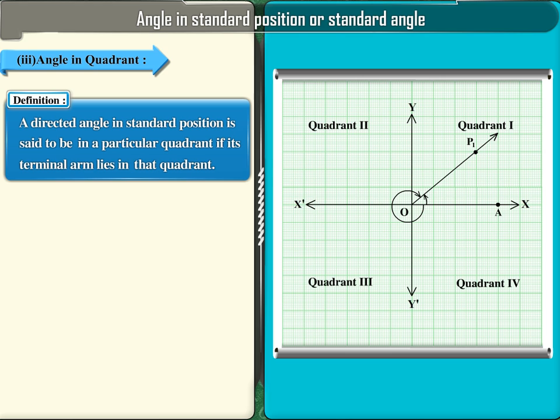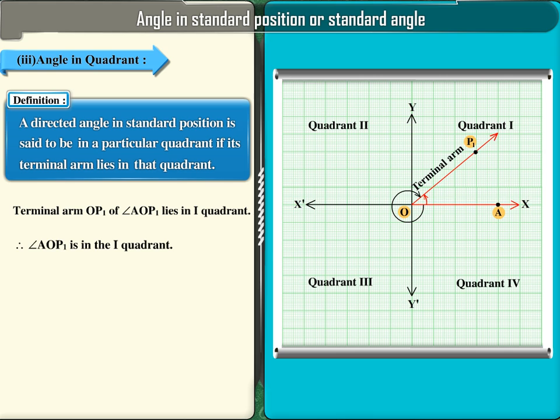In the figure here, the terminal arm OP1 lies in the first quadrant. Therefore, we say that angle AOP1 is in the first quadrant. The measure of angle AOP1 lies between 0 degree and 90 degree, or it lies between minus 270 degree and minus 360 degree.